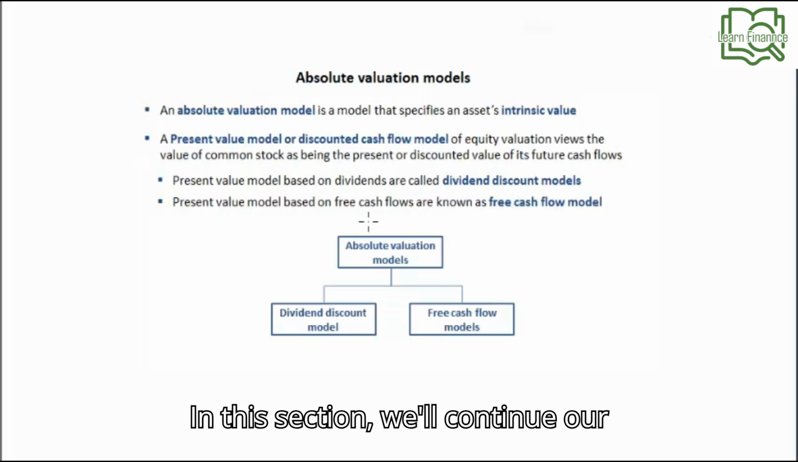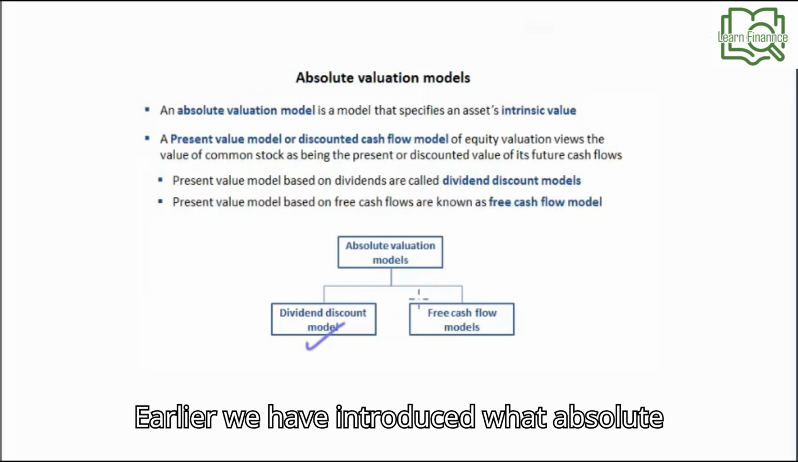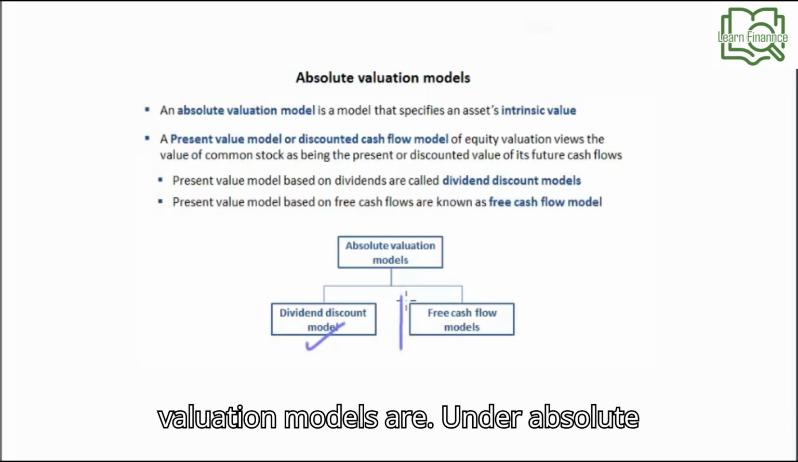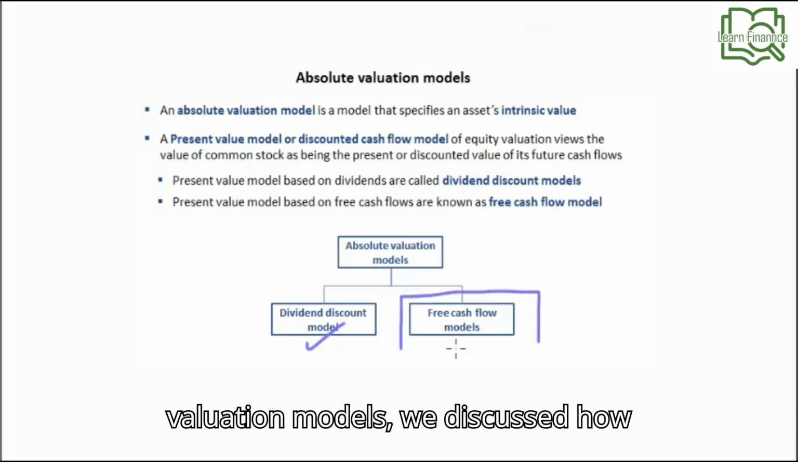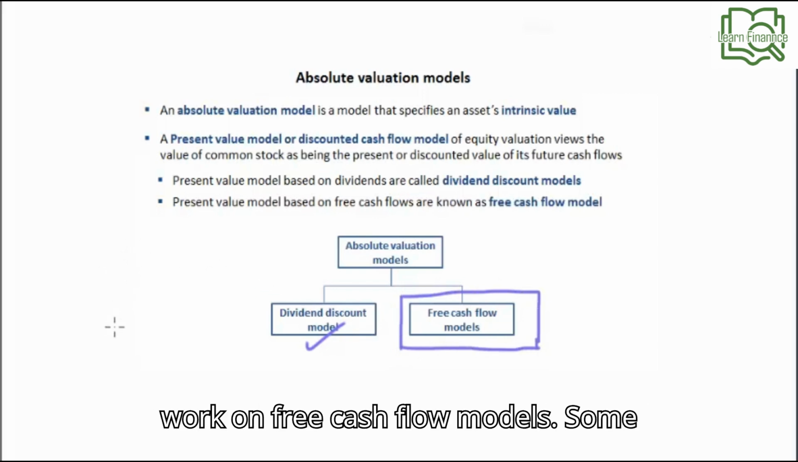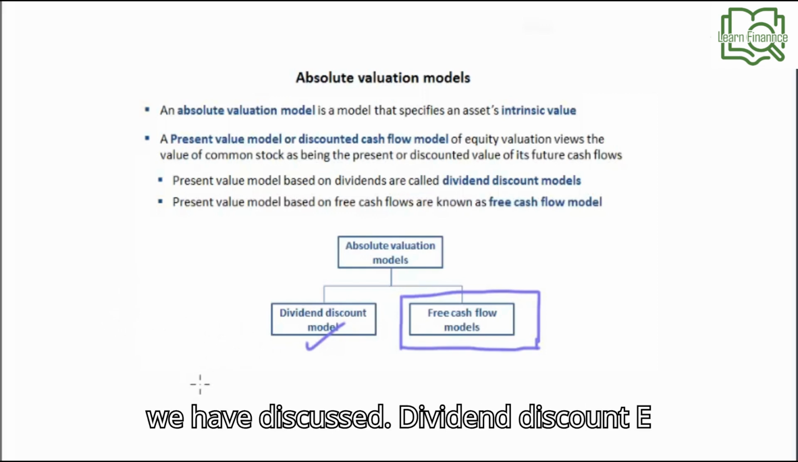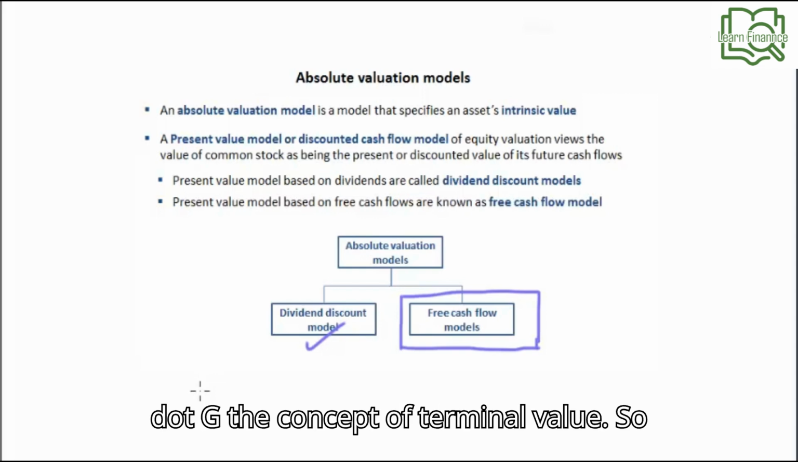In this section, we'll continue our discussion on absolute valuation models. Earlier, we introduced what absolute valuation models are. Under absolute valuation models, we discussed how the dividend discount model works. Now we'll work on free cash flow models. Some of the concepts are similar to what we have discussed in dividend discount, e.g. the concept of terminal value.